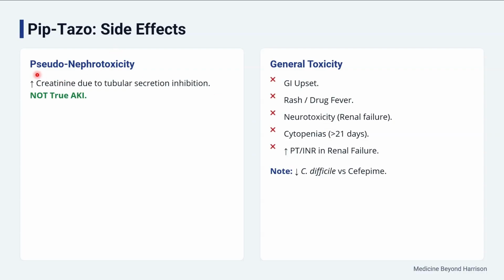So side effects again: pseudo-nephrotoxicity, increased creatinine due to tubular secretion inhibition. So it is not a true AKI. So wait for the increase in creatinine to settle once you stop the drug. General toxicity is always present as for other antibiotics, such as GI upset, rash, fever. Drug fever can happen. Neurotoxicity in case of renal failure patients. Cytopenias on more than 21 days usage, increased PTT and renal failure. There is decreased Clostridium difficile when compared to Cefepime.